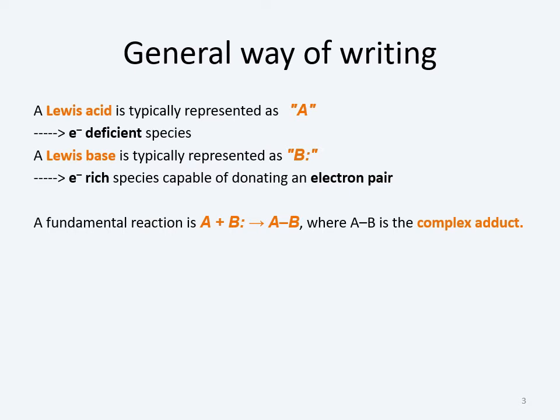Okay, so as I already said on the previous slide, we have a general way of writing these things, with the Lewis acid being our species A and a Lewis base being our species B, with the electron pair clearly shown. We have a fundamental reaction, which is the same as the one I showed you on the previous slide, where your acid reacts with your base, giving this species here, which is a complex adduct. So I'm just going to write out another example of that, perhaps one that's a bit more obviously bonded at the end of it.